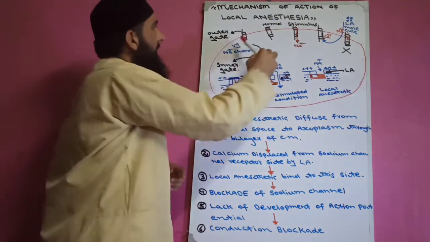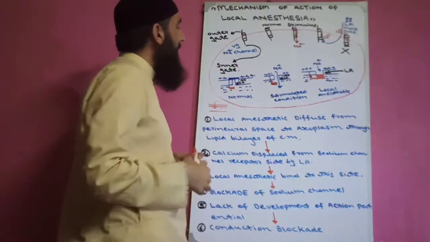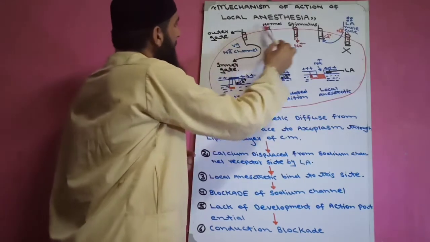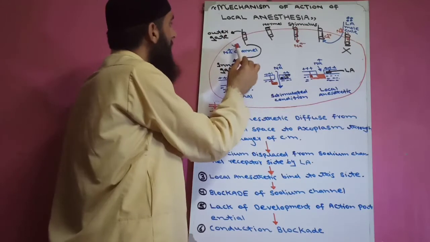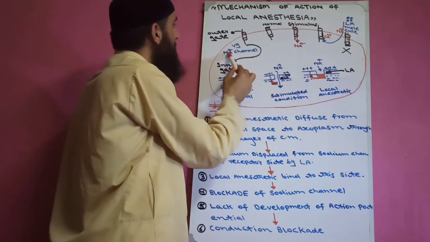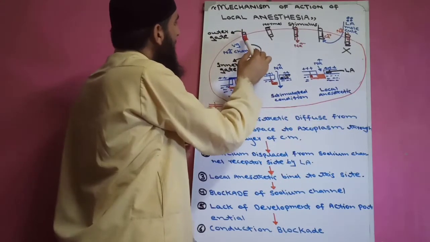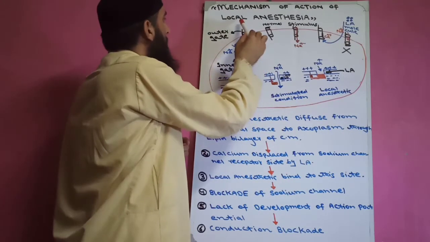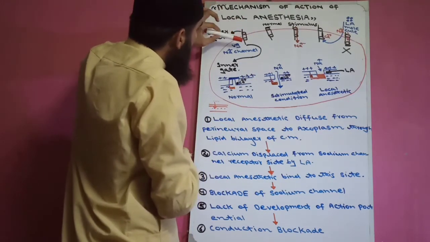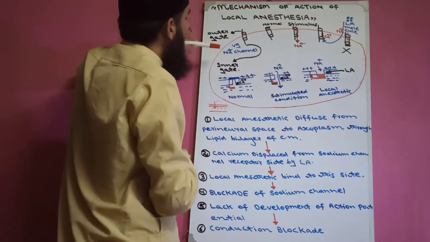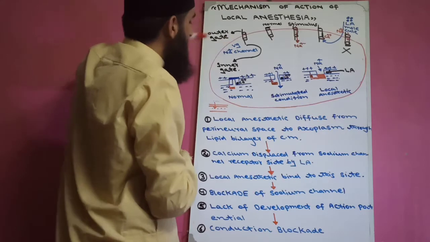First, this is the diagram of a neuron. Now this is the cell membrane of the neuron. In the cell membrane of the neuron there is a voltage gated sodium ion channel. Now this voltage gated sodium ion channel has two gates. One is the outer gate, and the second is the inner gate. These are the two gates of the voltage gated sodium ion channel.